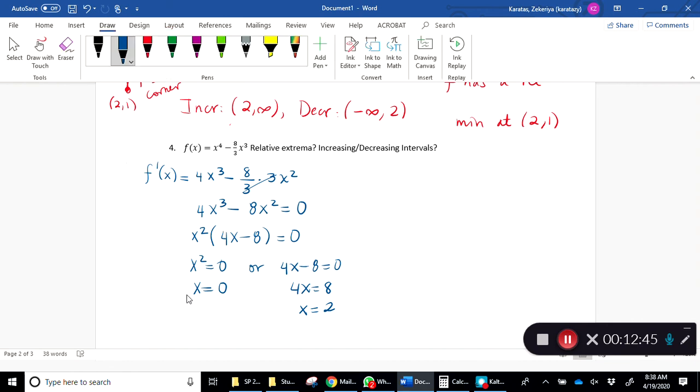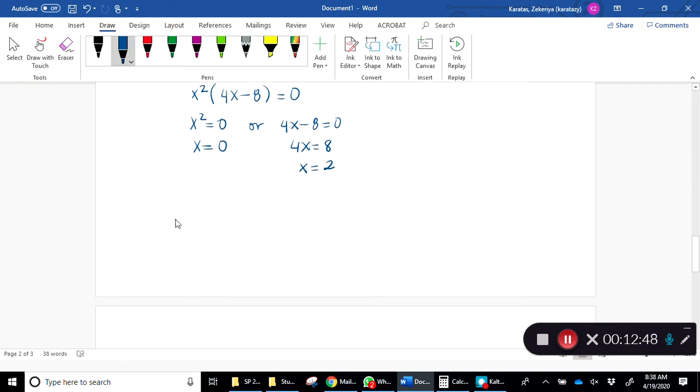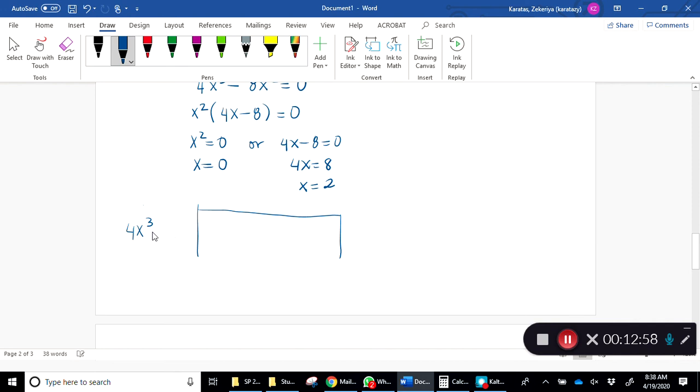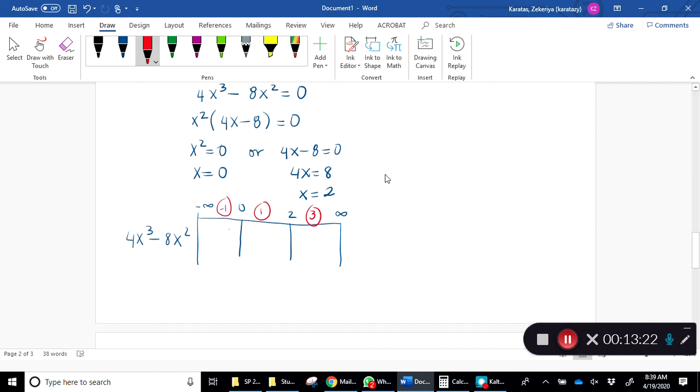So let's check the sign for this function, which is 4x to the third minus 8x squared. We got here negative infinity, here you got 0, here we got 2, and here we got infinity. So take some testing values. Let's say this is like negative 1 from here, 1 from here, and then 3 from here. Now plug these in your derivative function f prime.